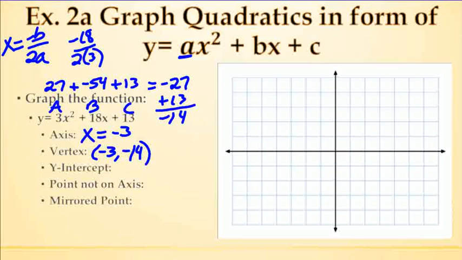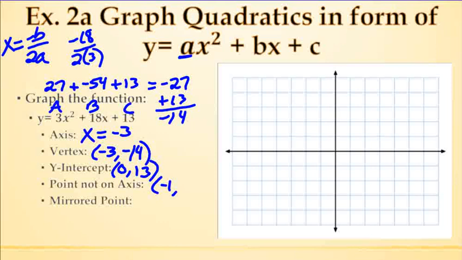The y-intercept tells you when x is 0, what is your y? So I put in 0, or you look at c in the equation, which is 13. So the y-intercept is at 0 and 13. A point not on the axis, I would choose a number on one side of the axis, negative 3. So I'll choose a number to the right of negative 3. I'll choose negative 1.